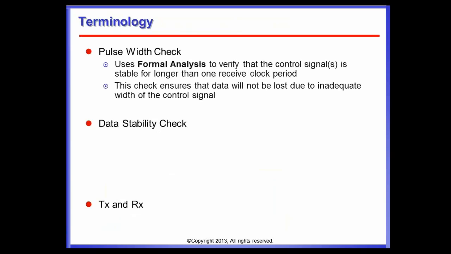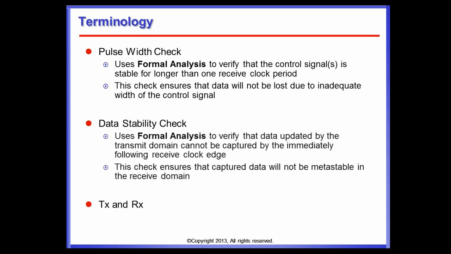So on the terminology, what I said already, pulse width means that the control signal is up for more than one receive clock period, and that ensures that no data is lost, that the control signal is not lost as data. And the data stability ensures that the captured data will not be metastable in the receiving domain.